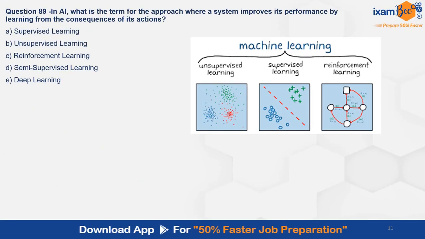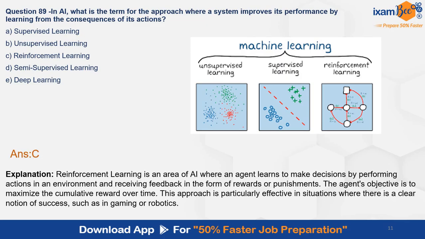Question number 89. In AI, what is the term for the approach where a system improves its performance by learning from the consequences of its actions? A. Supervised learning. B. Unsupervised learning. C. Reinforcement learning. D. Semi-supervised learning. And E. Deep learning. And the correct answer is C.